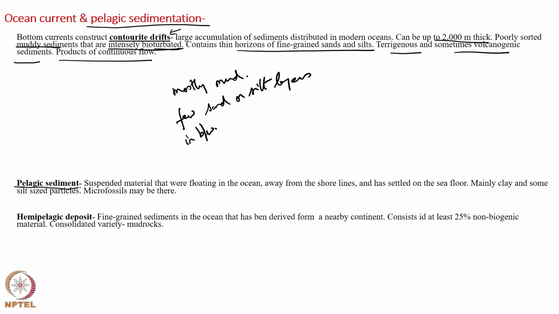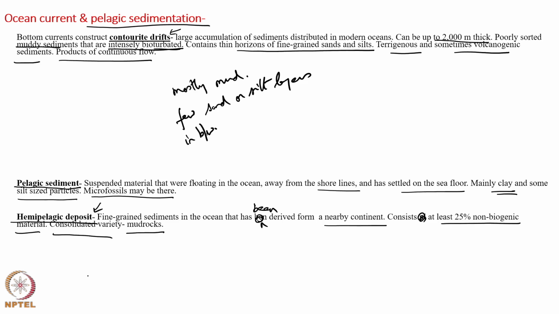Pelagic sediment: we come across this term in sedimentology and also in stratigraphy. They are the suspended material that was floating in the ocean away from the shoreline and has settled on the sea floor. Mainly they are clay and some silt sized particles. Microfossils may be there. In case of hemipelagic deposit, what does it mean? They are the fine grained sediments in the ocean that have been derived from a nearby continent. They consist of at least 25% non-biogenic materials, and the consolidated variety can be called mud rocks.